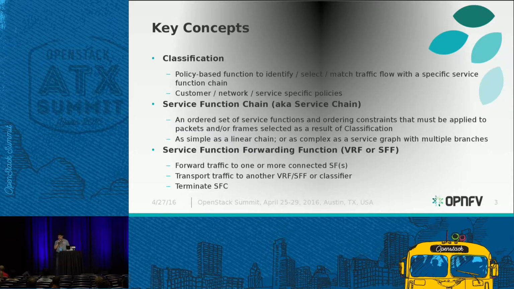The third key concept is the service function forwarder, which, based on the different approaches, could be implemented as a virtual router, with the virtual routing and forwarding function, or as a service function forwarder. Its function is to forward traffic to one or more connected service functions, and to transport the traffic flow to another service function or another virtual router. At the end, it terminates the service function chain and the traffic goes on as normal traffic flow.